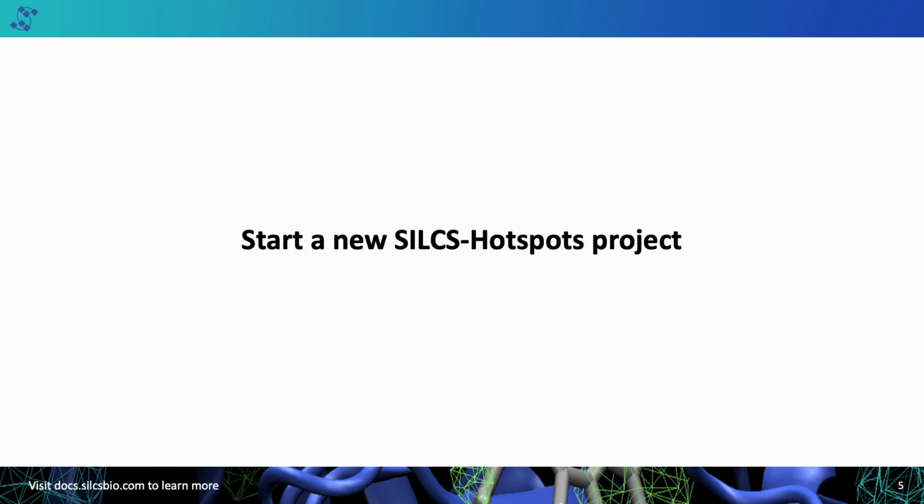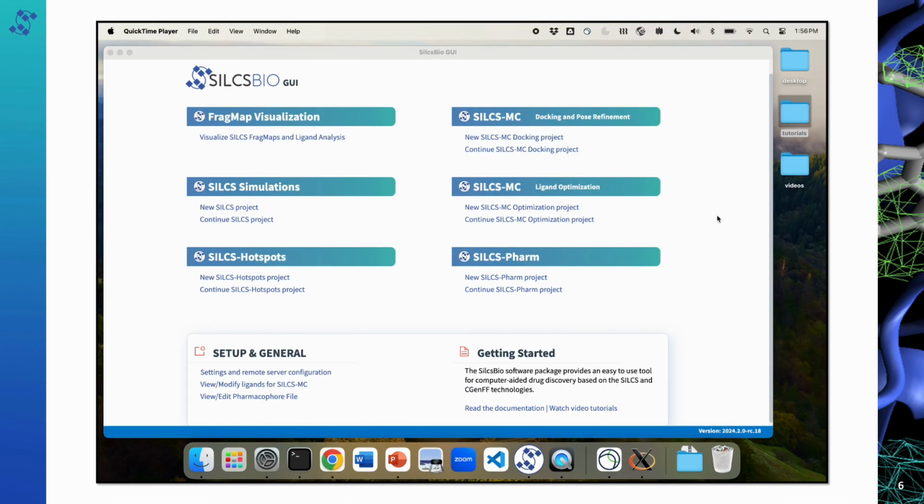Let's start a new SILCS-Hotspots project. Hope you have generated the SILCS FragMaps for your target. If not, you will have to get those using the SILCS simulations module before moving forward. Now we'll go to the SILCS-Hotspots section and click on New SILCS-Hotspots project.